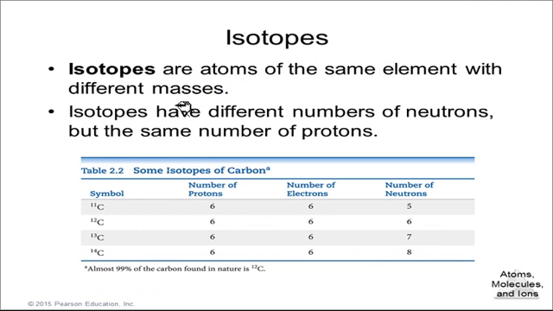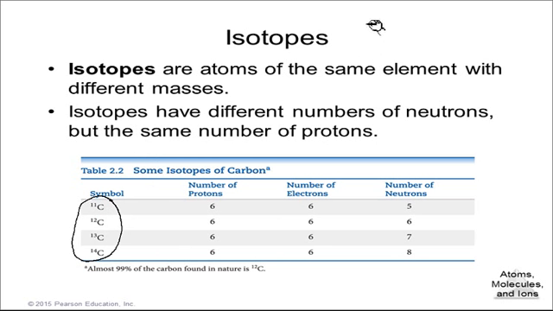Alright, isotopes, so atoms can have variations within them. They can vary in the atomic mass. Since the protons have to be the same, the only thing that can be different is the number of neutrons. Carbon, for example, can exist in 4 different isotopes, though most of them are very rare. So I can have C11, C12, C13, and C14.